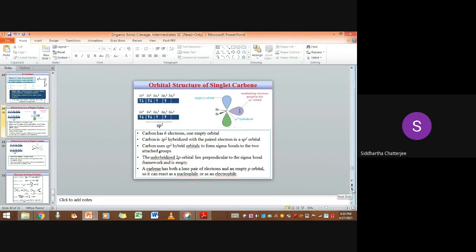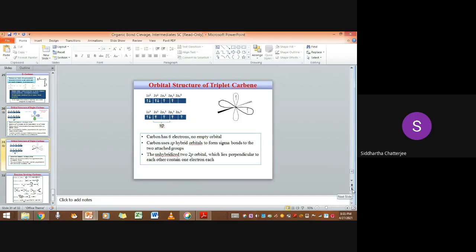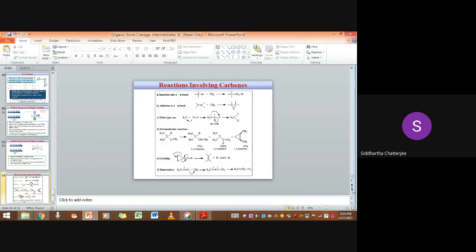Then the orbital structure of the singlet carbene, that is sp2 hybridized. Then you will find the orbital structure of triplet carbene, that is sp. These you will not be able to understand at this very moment, but gradually you will be able to understand. So I'm not going into that in detail. Okay. These are the reactions.